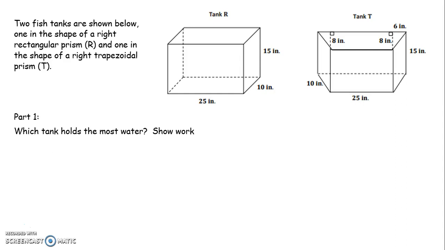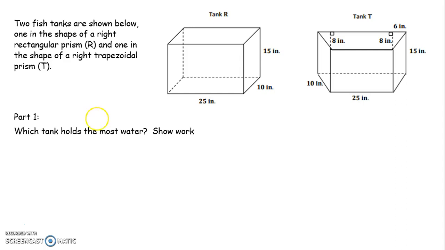It says 2 fish tanks are shown below. One is in the shape of a right rectangular prism, and one is in the shape of a right trapezoidal prism, R and T. Which tank holds more water? Show work. So this is asking volume. If they're asking how much water it will hold. But you have to understand on the state test, they might not say volume. They might say which one holds more water.